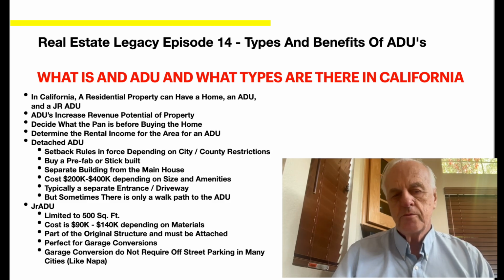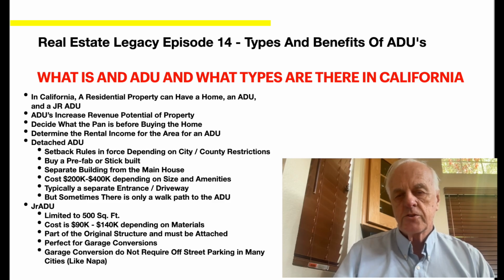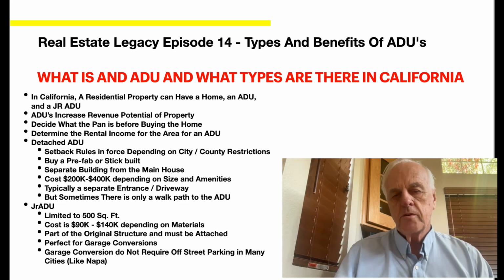So anyway, let's talk about the two. First, there's the detached, and that's really a separate structure. There you get into all kinds of setback rules enforced depending on the city-county restrictions. I know in the cities it's a 4-foot setback, but I believe some of the counties have different settings. So are you going to be buying a prefab unit, or are you going to have somebody build it from the ground up, what they call stick built? And again, it's a separate building from the main house, so there'll be space between them, and that's one of the setbacks you have to take into consideration.